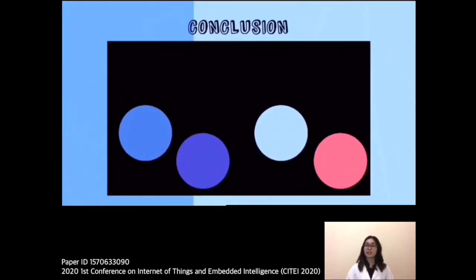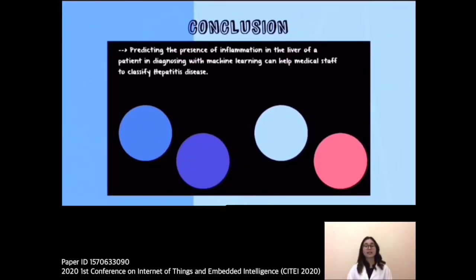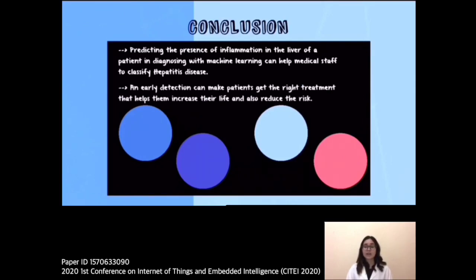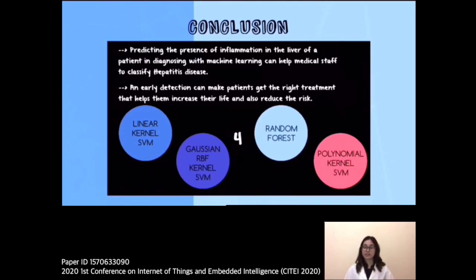And this is my conclusion. Predicting the presence of inflammation in the liver of a patient's diagnosis with machine learning can help medical staff classify hepatitis disease. Early detection can help patients get the right treatment that helps increase their life and also reduce the risks. In this study, there are 4 methods used: SVM with linear kernel, SVM with polynomial kernel, SVM with Gaussian RBF kernel, and the last one is random forest.